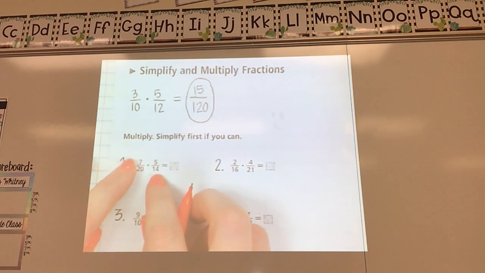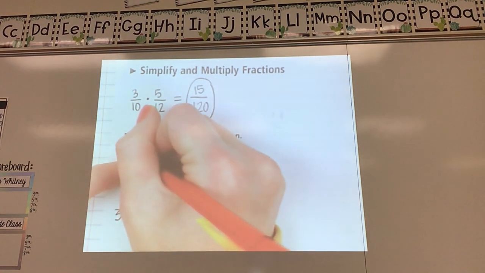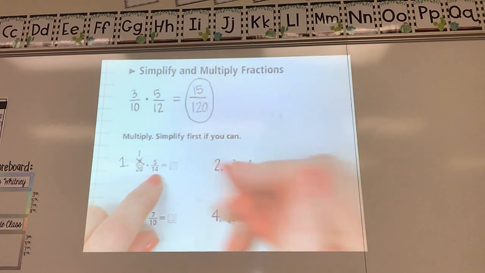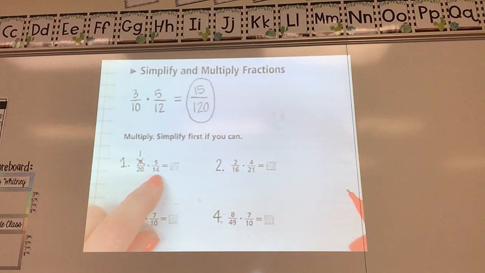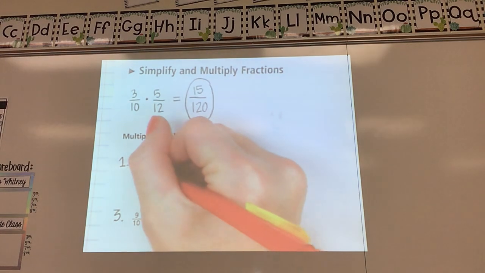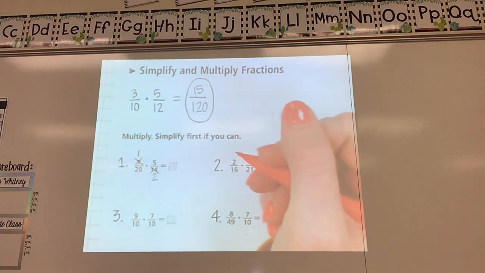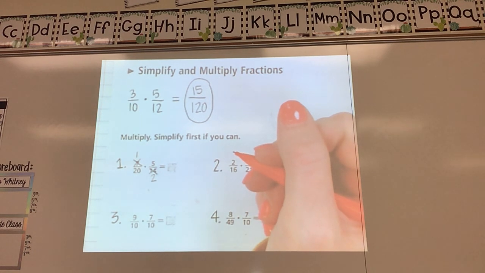So now I have to do a little bit of work in my head. What is 7 divided by 7? 1. So I'm going to cross out my 7 and change him to a 1. What is 14 divided by 7? That would be a 2. So I'm going to cross out my 14 and change it to a 2. Look how much smaller those numbers have gotten already. That's going to make my math a lot easier when I go to multiply.